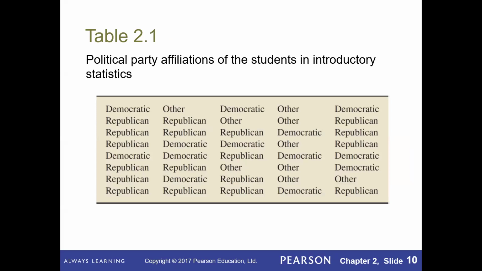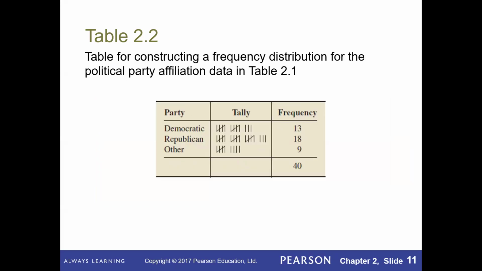Here is an example of party affiliation data of the students, in which we have three listing values, or we can say three classes: Democratic, Republican, and other. So let's see what we have done. You can see here first column, then second is tally, and third is frequency.